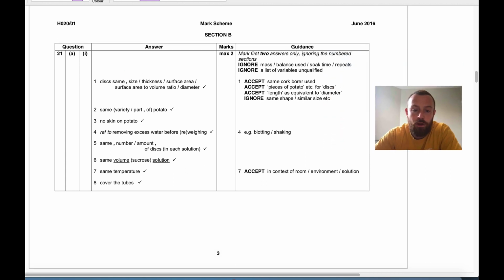Okay, so pause the video here, have a look. Here are the different things that you could say. Do notice that sometimes things are underlined, like volume of solution, and you really have to be precise. You couldn't, for example, say the amount of solution, because you want to say volume or concentration. Amount is a bit vague, for example. So do really make sure you've worded it in exactly the same way. Okay, now let's go back.